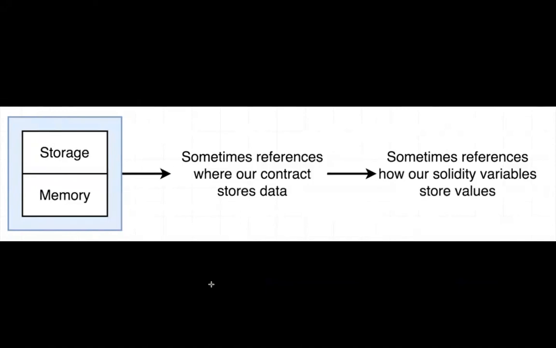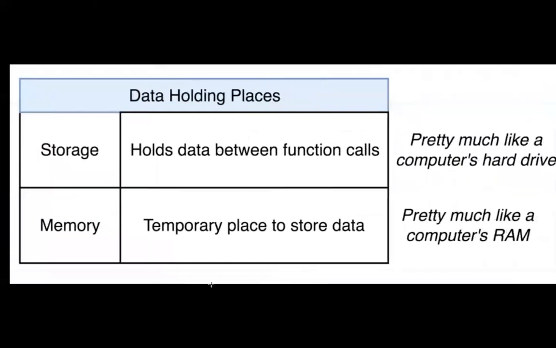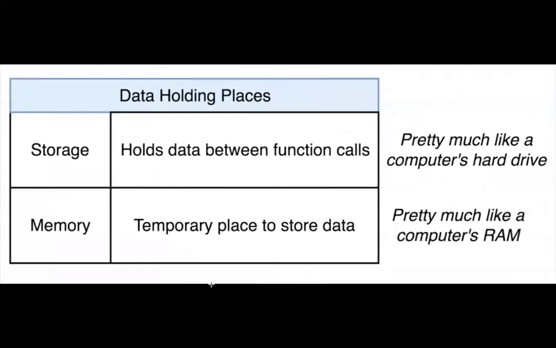So let's first speak about the case in which it references where our contract stores data. All the documentation available speaks about the case in which it references where our contract stores data. None of the documentation addresses the case in which the error is referencing how our Solidity variable stores values. All right, next slide. So this is all about where our contract holds data.